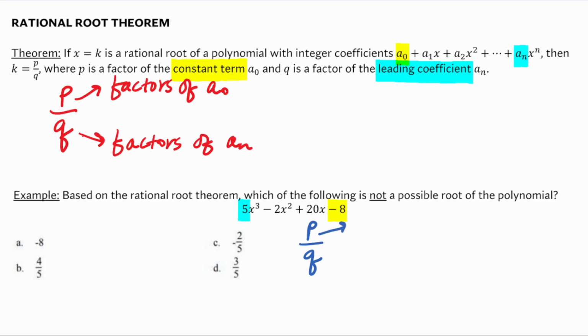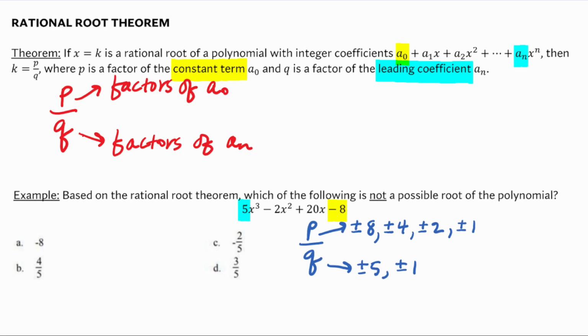p could be plus or minus 8, obviously. And then the factors of 8 would be like 4 and 2, and there's not really anything else, though we can have plus or minus 1. And then q is going to be a factor of 5, so 5 and 1. There's nothing else that divides 5. So our options for denominators are 5 and 1.